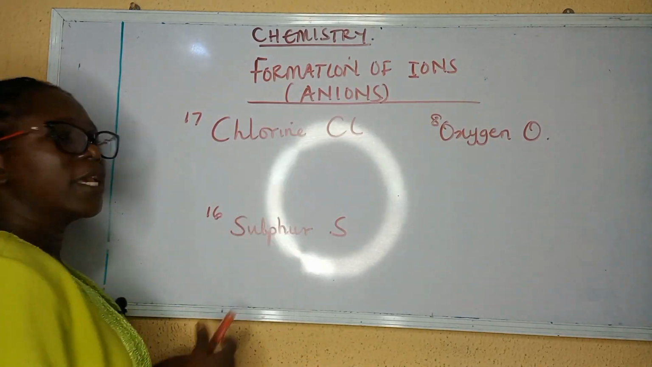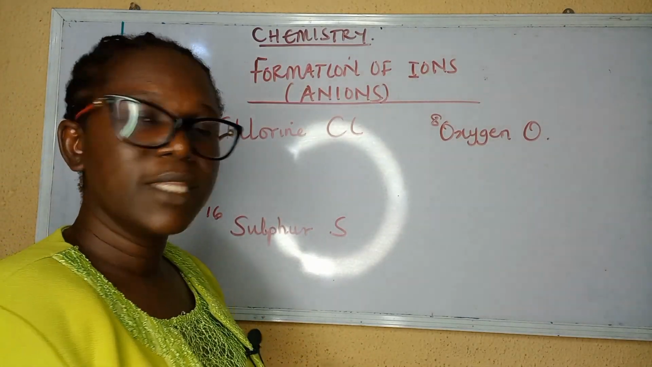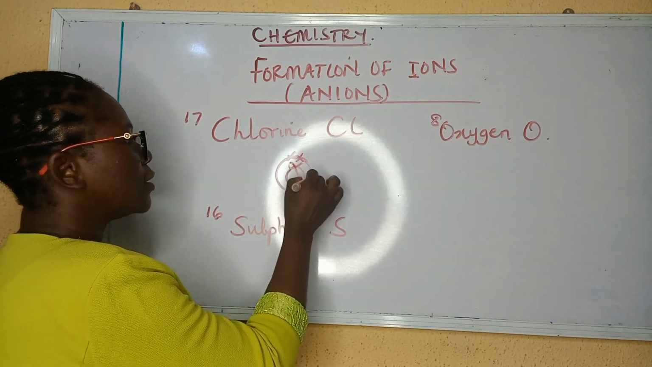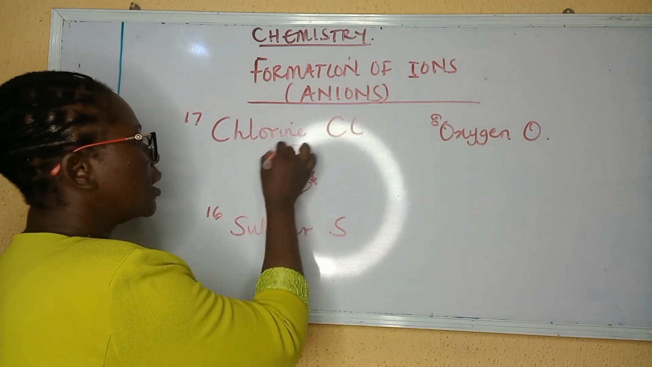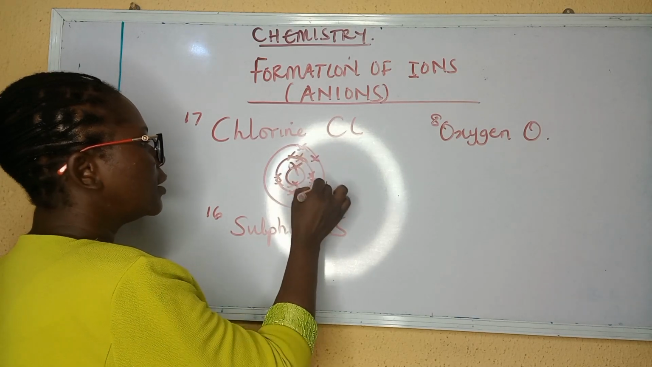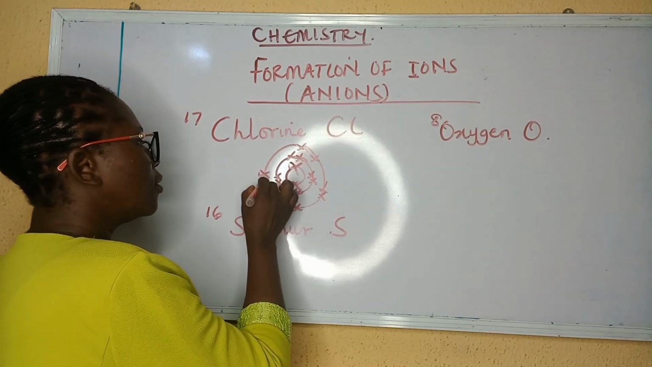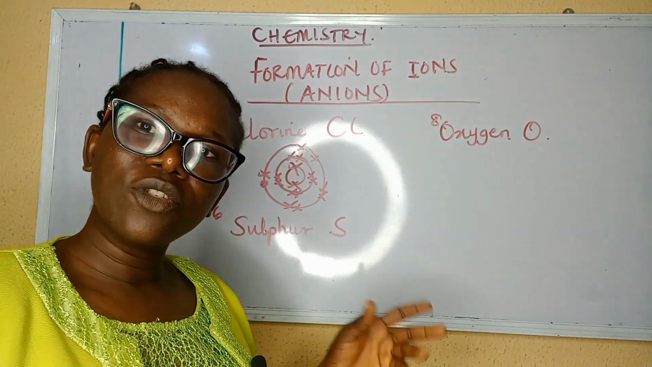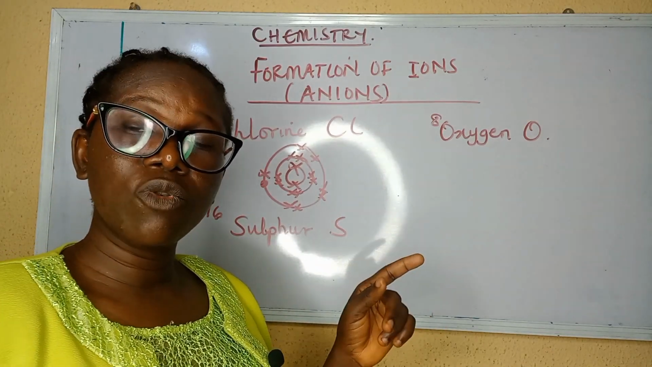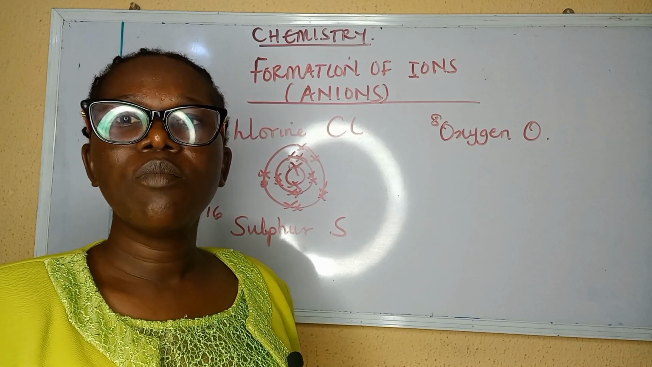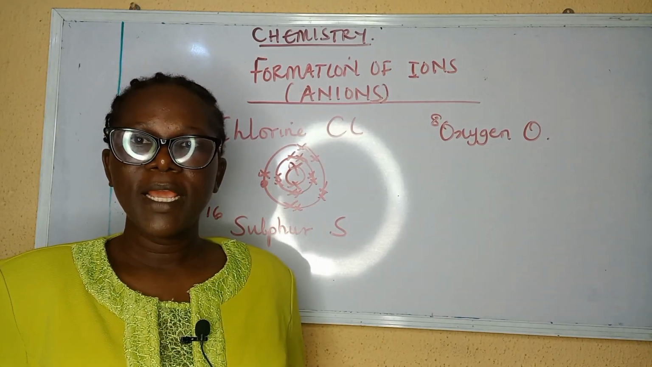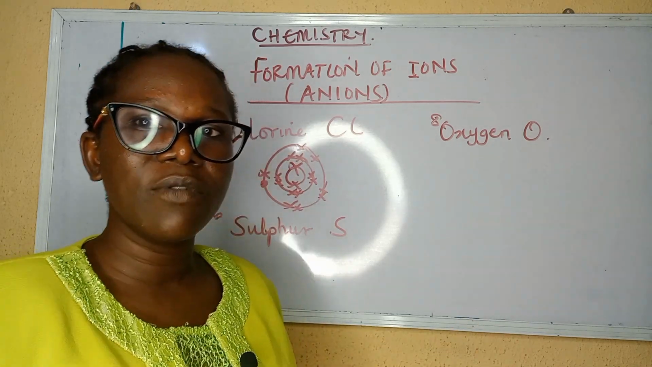So chlorine is 17. The first shell takes 2. The next shell takes 8. Then the last shell takes 7. In this case, chlorine is in need of 1 more. The valence electron is 7, that's the electron in the outermost shell. The oxidation number will be -1, because it will end up gaining 1 electron instead of losing 7 electrons.